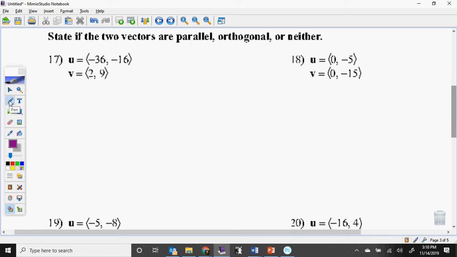Alright, so first, before I actually get into the problem, let's talk about what these two mean. Parallel, orthogonal, neither. Well, first, orthogonal is just another way of saying perpendicular. So perpendicular, orthogonal, those two are going to be the same thing. Well, how do we determine what they are?